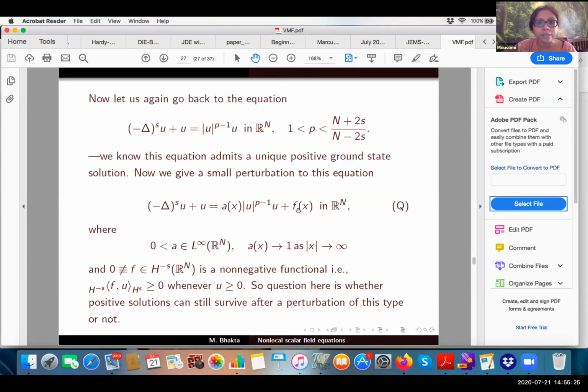You can try to show that using a Pohozaev type of argument, the Pohozaev identity or non-existence result. Suppose you assume that it has a positive solution and try to get a contradiction using the Pohozaev type of argument. You can try to show that it does not admit any positive solution. If a solution exists, it will be identically 0, that is the trivial solution. Thank you, ma'am.